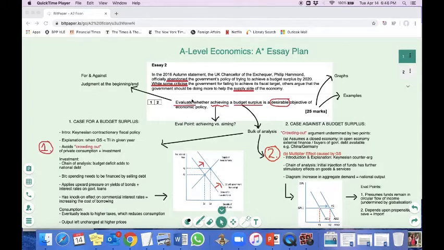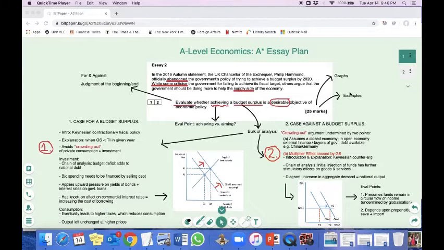So first, this emphasis on evaluation. Second, emphasizing giving rise to a potential evaluation point, which is a bit nuanced, of this idea of achieving a surplus or simply aiming for a surplus and whether that's enough, which is important to bring into the conclusion. This is obviously the main emphasis of the question, budget surplus, which is going to be the bulk of your analysis on both sides of the case, and obviously it being a desirable objective or not. And because of the 25 marker, we always want graphs, diagrams, and obviously a lot of examples.